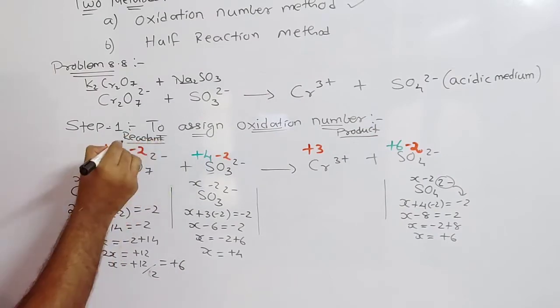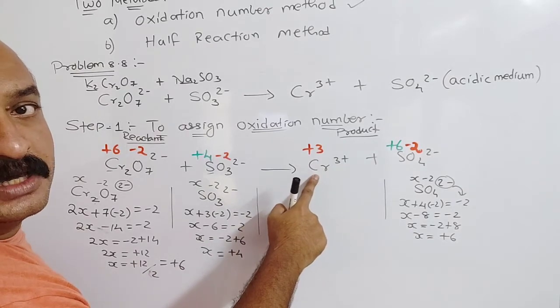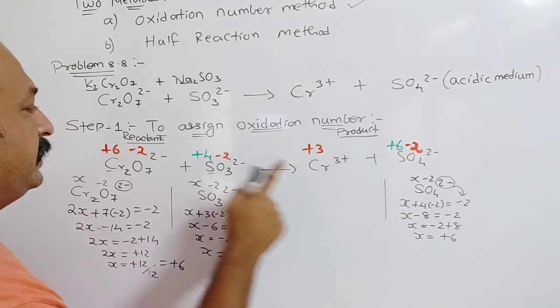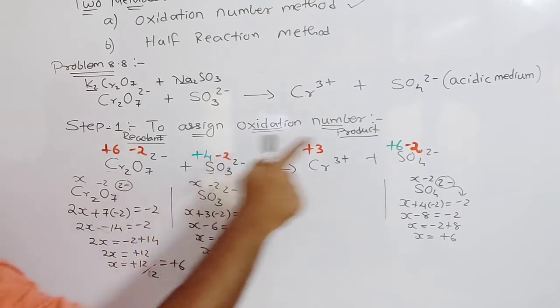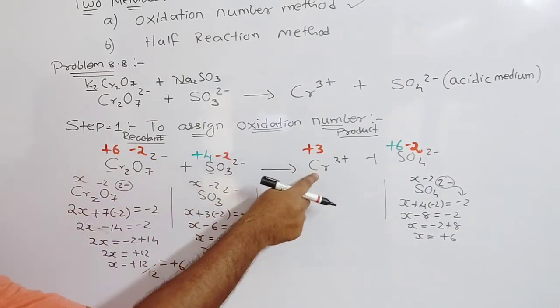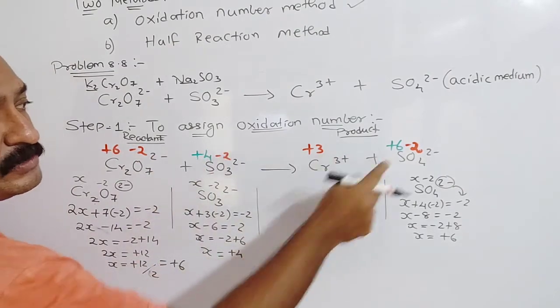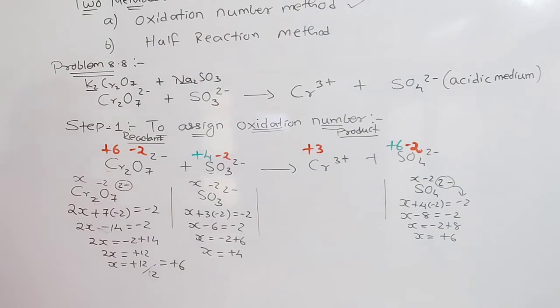Which side? Product side, and this is your reactant side. Clear? So if you see here, if the chromium is +6 and here chromium is +3, it means a decrease in oxidation number. Here sulfur is +4 and here +6, which means an increase in oxidation number. So a decrease in oxidation number of chromium means it is reduced. Increase in oxidation of sulfur means what? It is oxidized. Understood this part? So we came to know here what is oxidized and what is reduced.